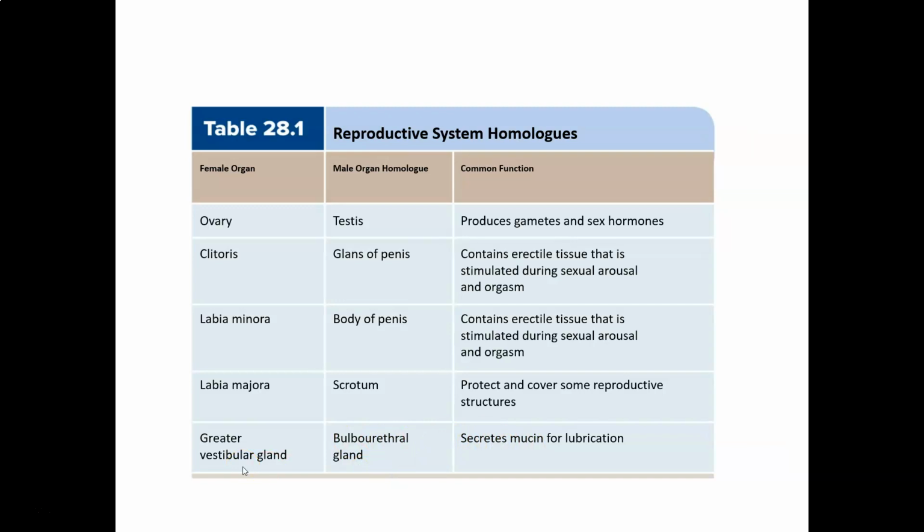Even if I forgot to mention this in the overview diagram, you might make an educated guess. If I say the function of this gland is to secrete mucin for lubrication, where do you think you are going to find it? Is it in the testes? Is it along the duct system that the semen travels?